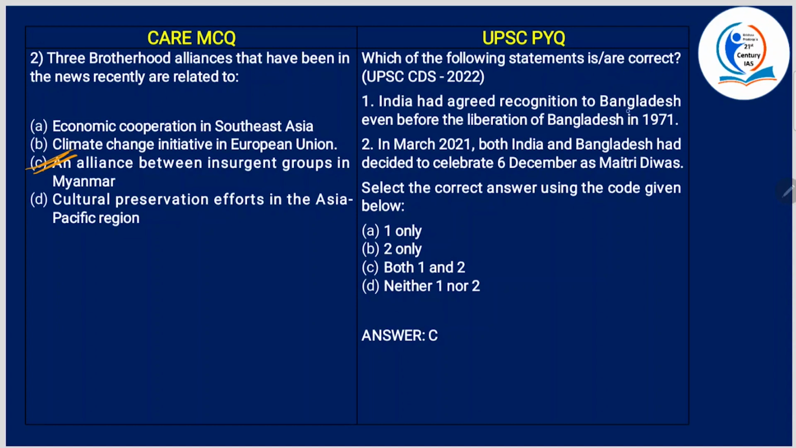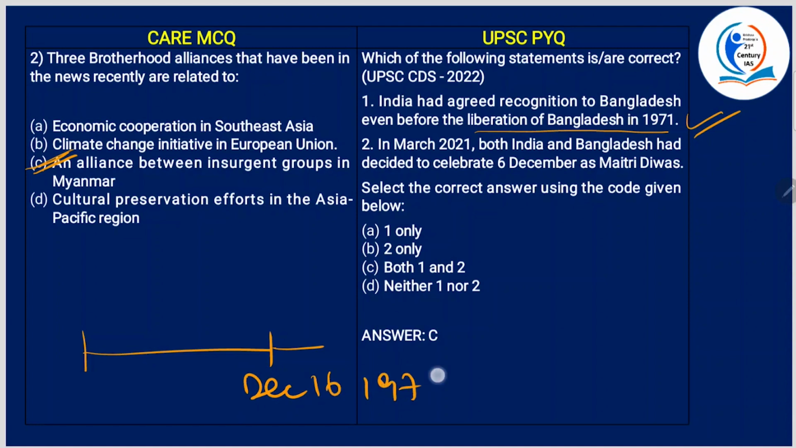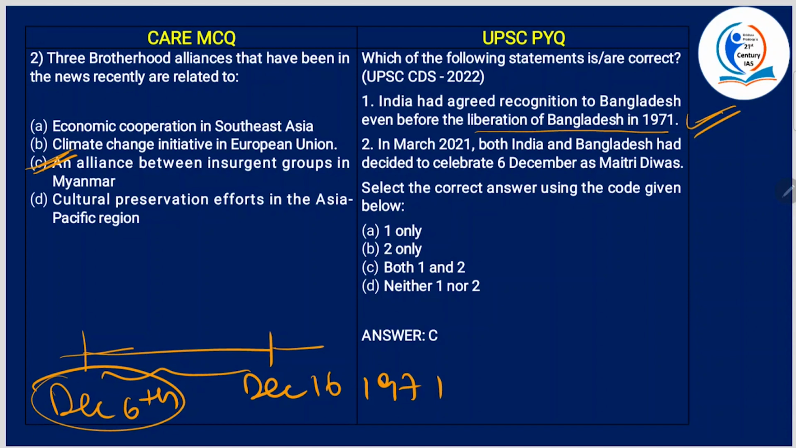India had agreed recognition to Bangladesh even before the liberation of Bangladesh in 1971. Yes, this is correct, because Bangladesh was liberated on December 16th, 1971, and 10 days prior to this, on December 6th itself, India recognized Bangladesh and it started diplomatic ties with it. And this December 6th is officially celebrated as Maitri Divas. Getting my point? So this is correct. And in March 2021, both India and Bangladesh had decided to celebrate 6th December as Maitri Divas. Yes, so both the statements are correct.